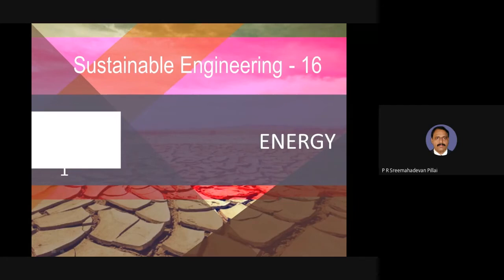So if something is not completed in this session, we'll continue that in the next session, because 16 is the basic introduction to energy. 17 and 18 will be focusing on renewable energy and advanced technologies in energy. See the next slide.